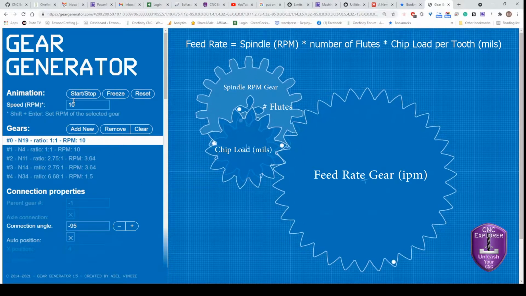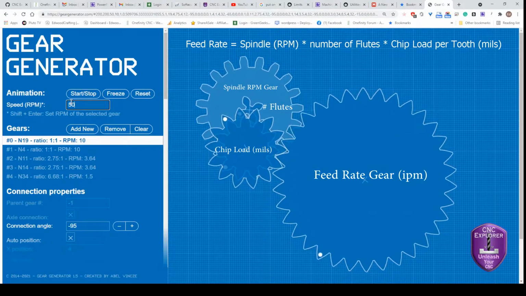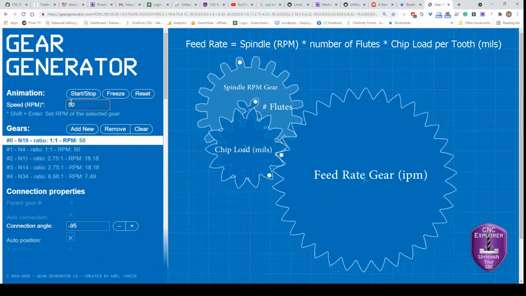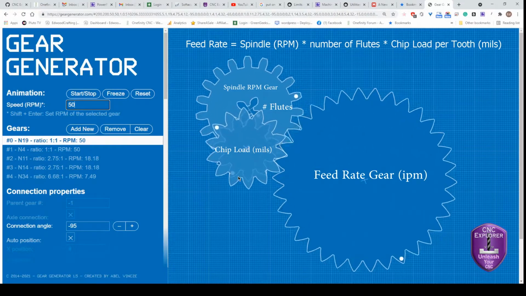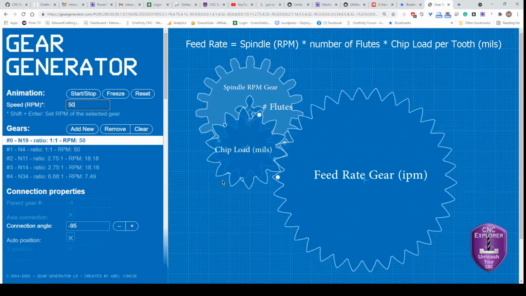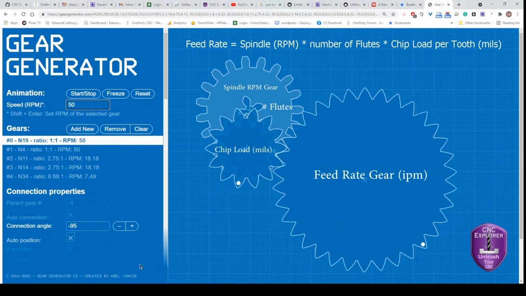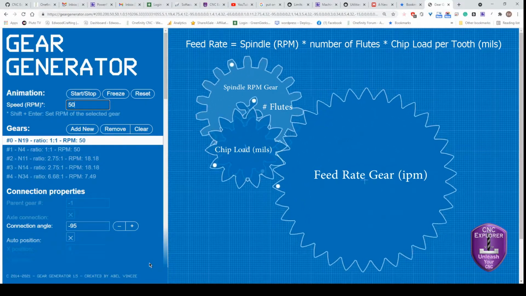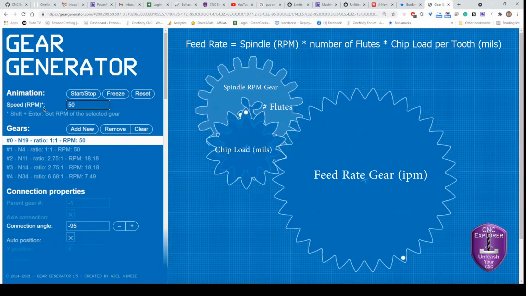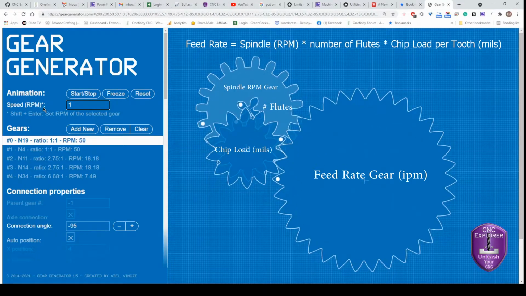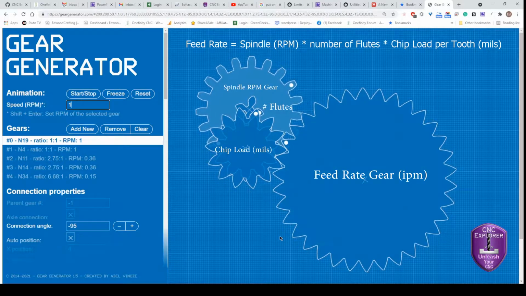If I go back to my spindle and say I want to turn this faster, let's say 50, that spins faster. I'm taking off more chip load per minute because I'm driving my bit faster, and therefore I have to move my feed rate, how fast I cut into the material, faster. If I slow it down, then the opposite is true. I have to basically crawl.